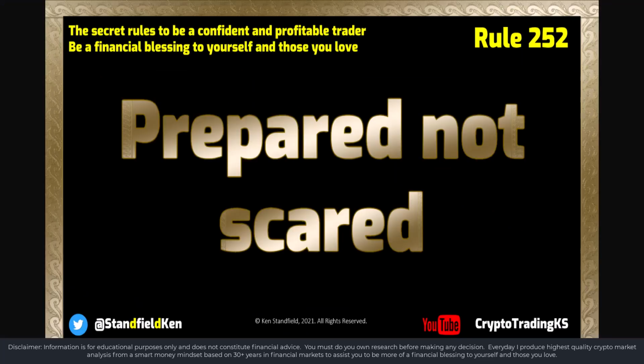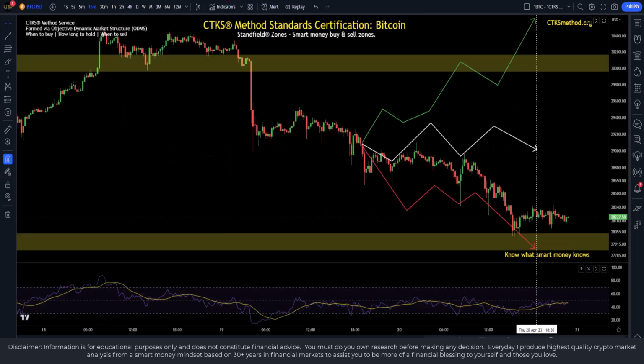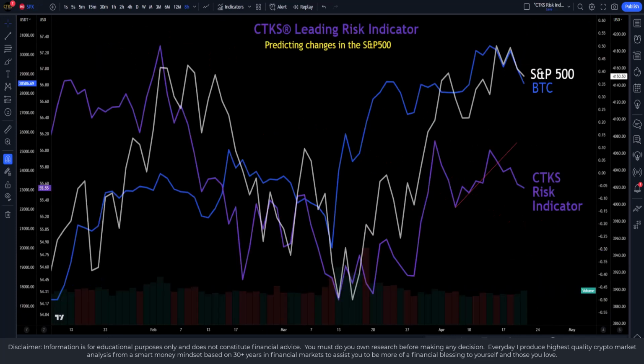Rule 252 from the Masterclass is very, very important. Prepared and not scared. You can be prepared and not scared by doing your three-dimensional risk management code each and every day. There was a greater probability that we were coming down because we saw a cut in the risk-on indicator. We can see that the risk indicator has continued to come down, indicating that there's a lot of heat in the markets and it's chilling out rapidly.